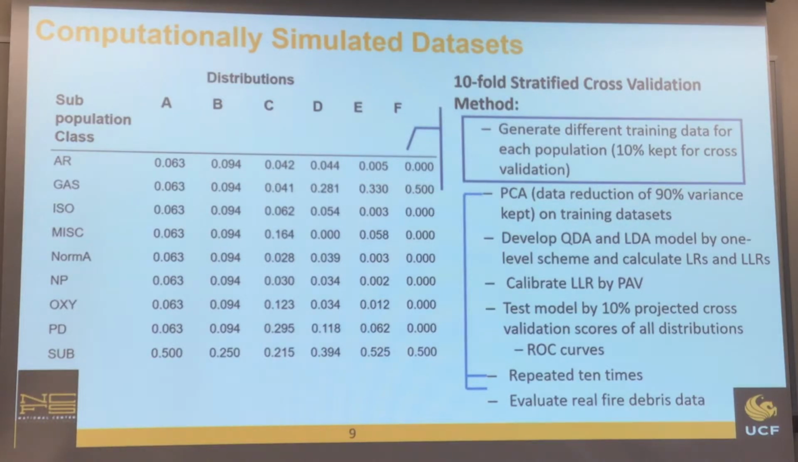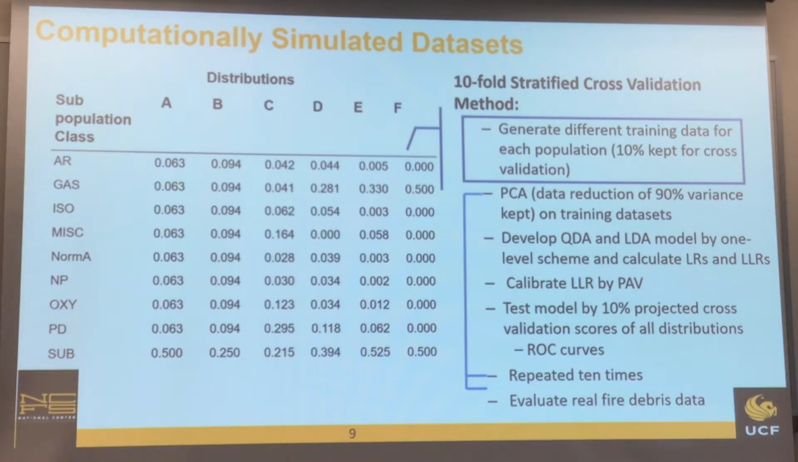These population distributions differ between being balanced and unbalanced, as well as differing within those ASTM ignitable liquid classes or categories. For example, distribution A is a balanced data set consisting of 50% ignitable liquid and 50% substrate, and their ignitable liquid classes are equally distributed. Each class consisted of 6.3%. Whereas distribution F is also a balanced data set. However, it only contains 50% gas and no other ignitable liquid subclasses.